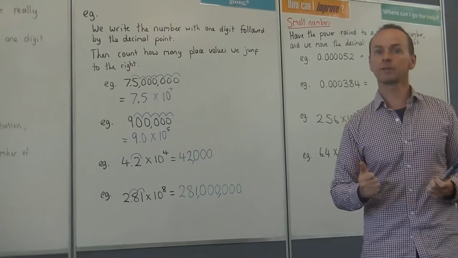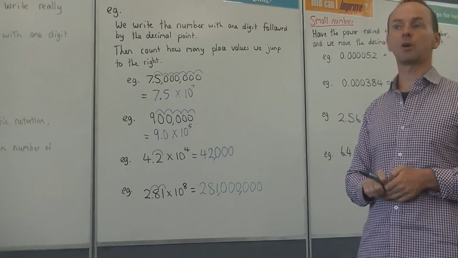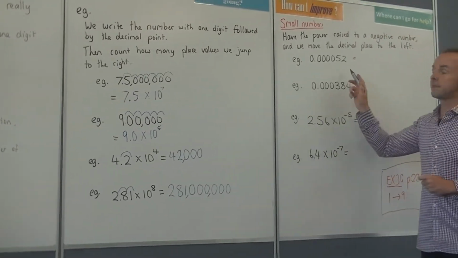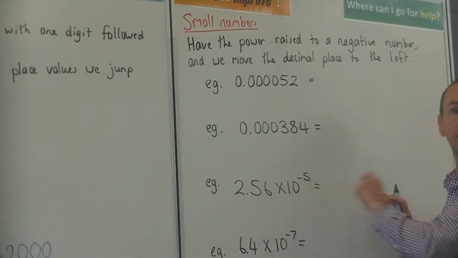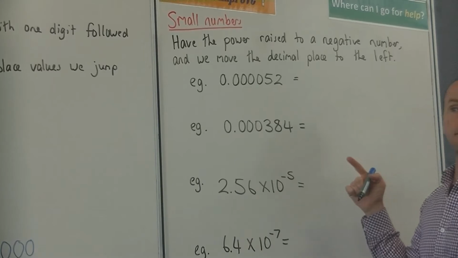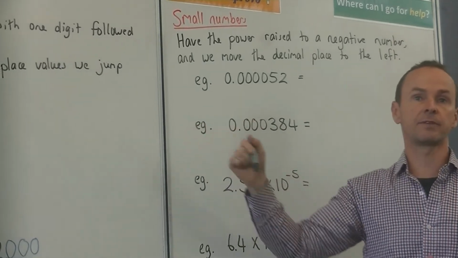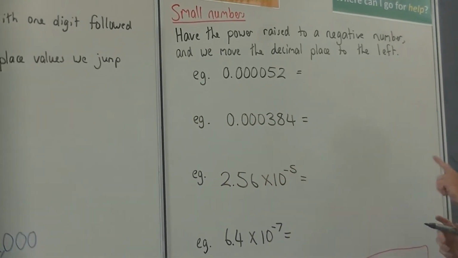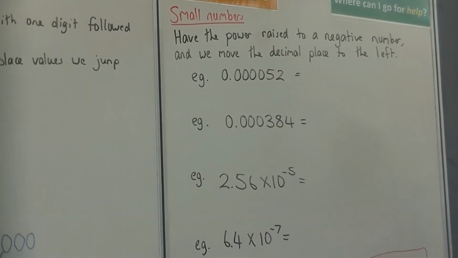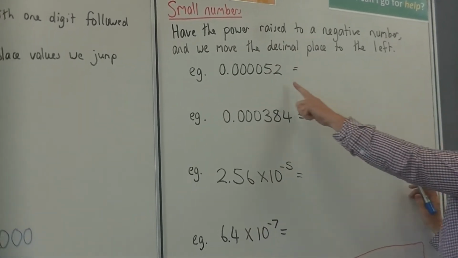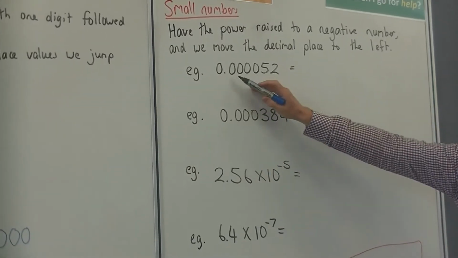It's the same concept. Maths is all about the same concept, but this time they're very small numbers, and our power is negative. The difference here is that we're jumping to the left instead of the right. To make the numbers smaller, we're moving the decimal point to the left. Here we have a basic numeral again, 0.000052.